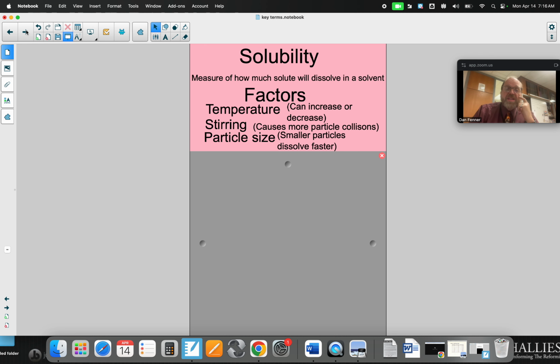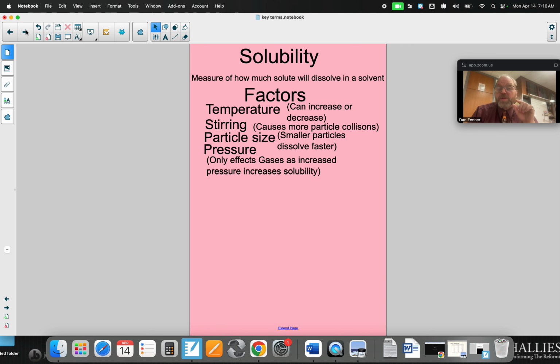And the last one is gas, but gas only increases solubility with increased pressure, for gases only. It has no effect at all with solids or liquids because, again, that would go back to Boyle's law we talked about before. So if we're increasing pressure, we're decreasing the volume of the gas, making the gas smaller so it can dissolve more rapidly and easily. That's how they get the carbon dioxide inside of your pop, so that when you open it up, the pressure comes off and the bubbles start coming out. That's how that all works.